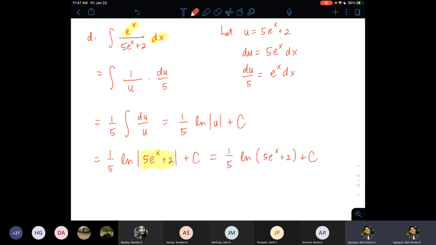Okay, it turns out it's not that hard. It's just trying to do the u-substitution properly. And I remember one more question.